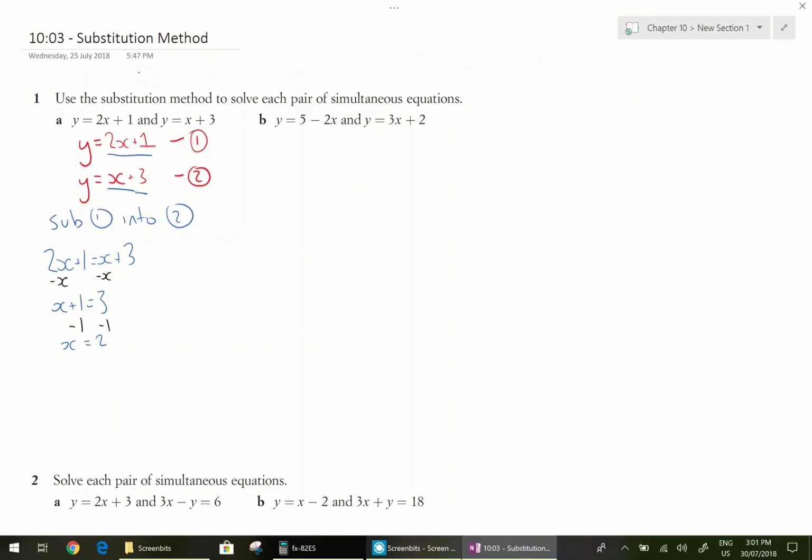Now remember, when solving simultaneous equations, we're looking for an x coordinate and a y coordinate. So far we have our x coordinate being 2. We're going to take that 2 and we're going to sub x equals 2 into, I'll put it into equation 2 because it'll give us less to do. And that's going to be y equals, now instead of x, we're going to put 2 plus 3. So y is going to equal 5. So our answer is 2, 5.